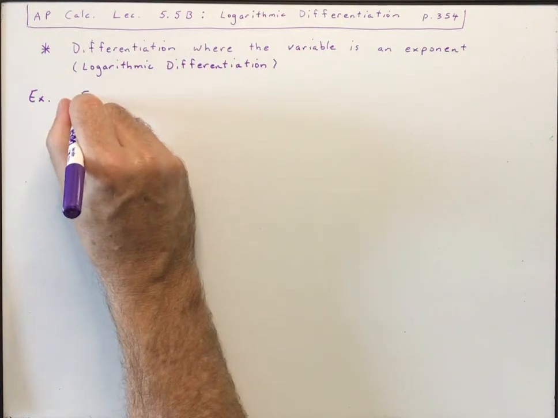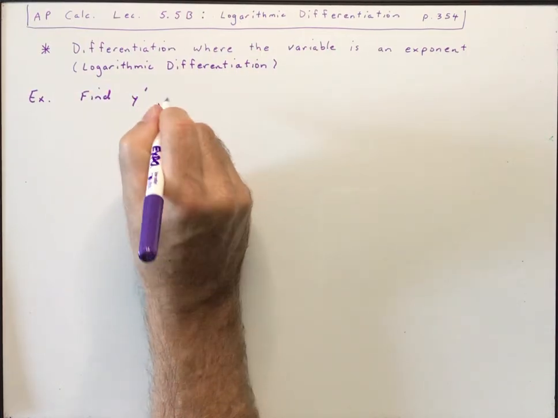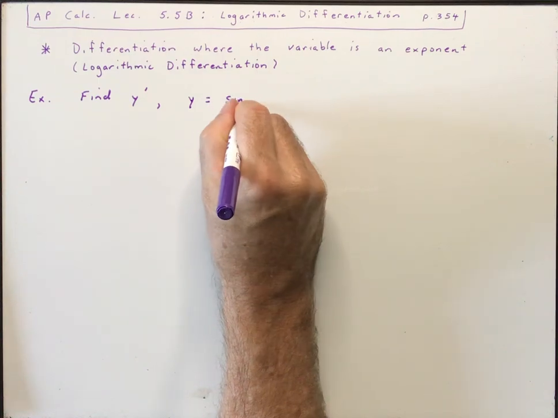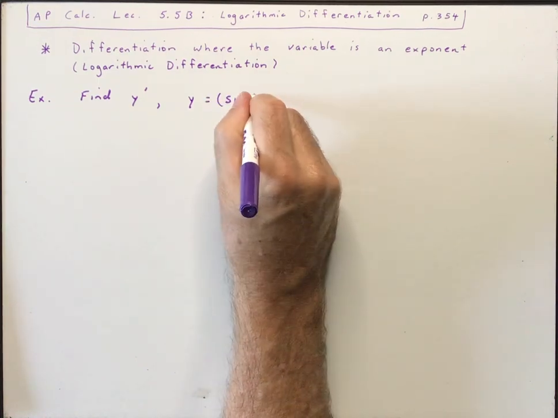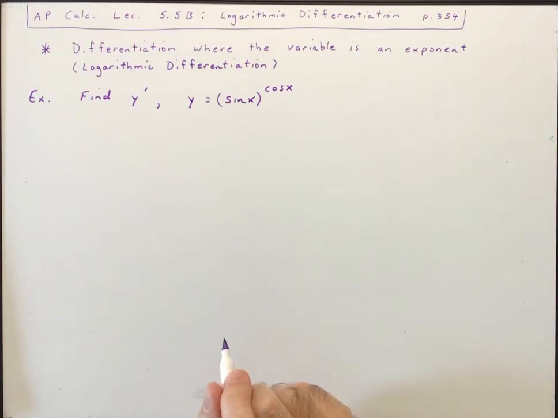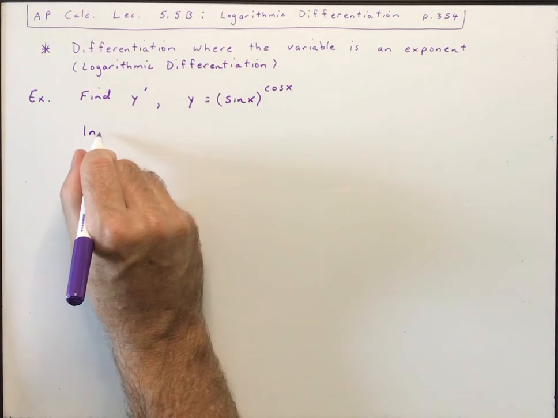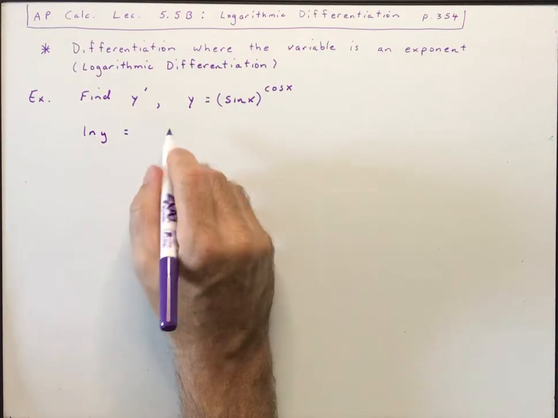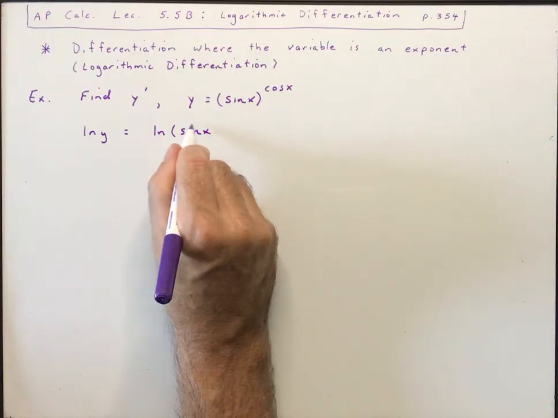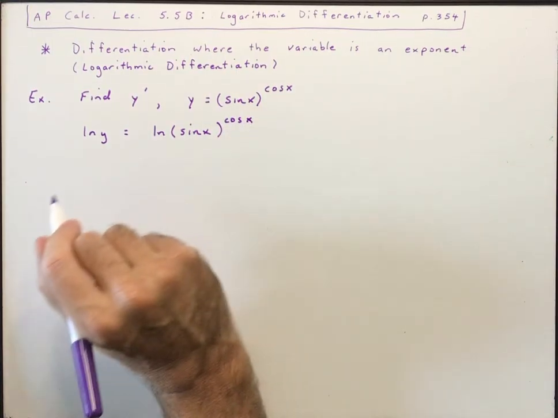So let's find y prime. If y is equal to sine x to the cosine x power. Okay, so we're going to take the natural log of both sides. So we have the natural log of y is equal to the natural log of sine x to the cosine x power.